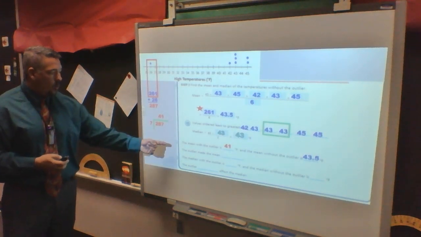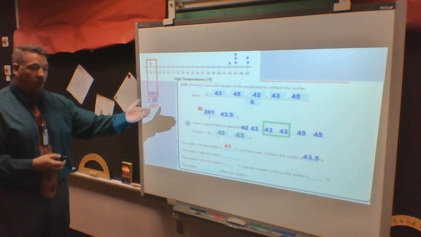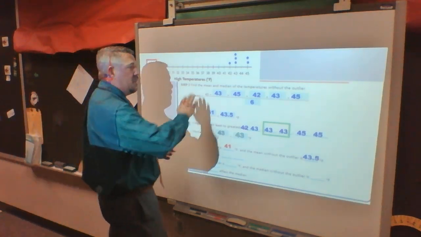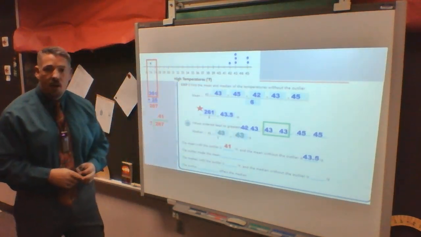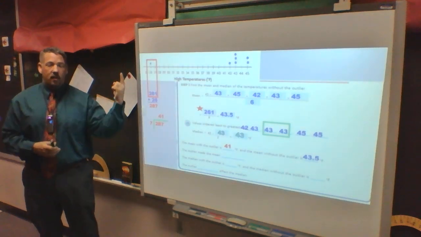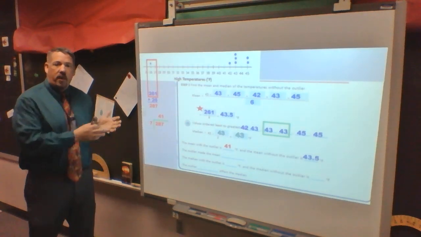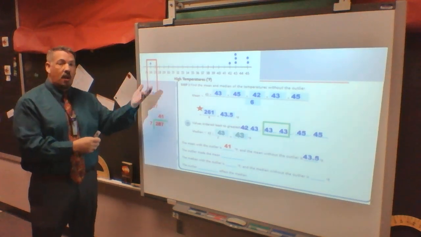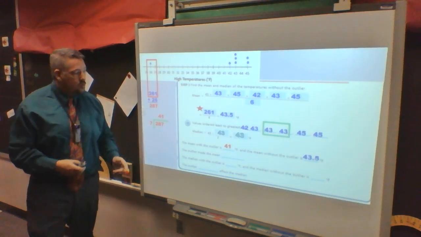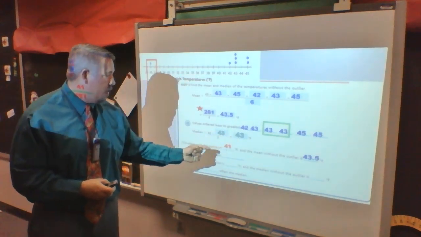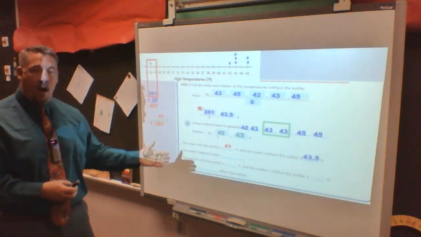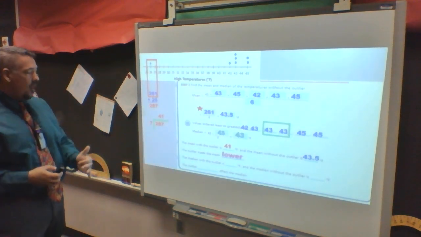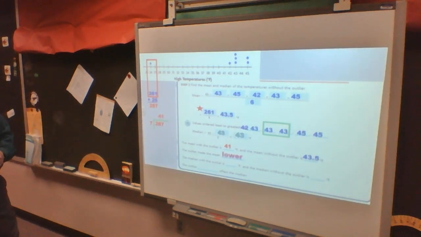The outlier did what to the mean? Well, it lowered it. And that should make some logical sense. If all of these days were up here in the 40s, and then I had one cold day that I include in my data, then that's going to lower it, because of this much smaller outlier. So I should see that it does indeed lower it from 43.5 down to the actual mean of 41. So the outlier did make the mean lower.